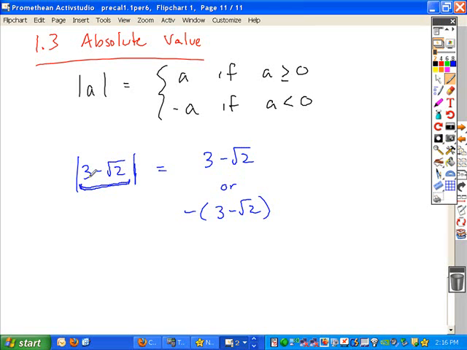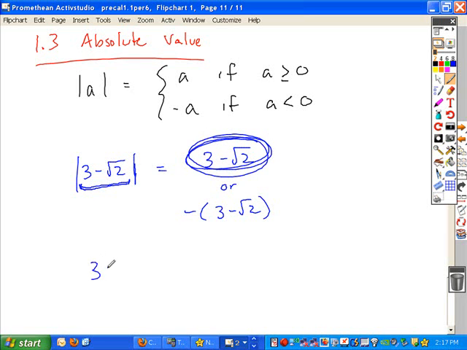So think about it. Is the square root of 2 a value that's smaller than 3 or larger than 3? It's smaller than 3, right? So 3 minus the square root of 2 is going to be a positive. So which of these would it wind up being? When we take it out of absolute values, it's going to be this form.